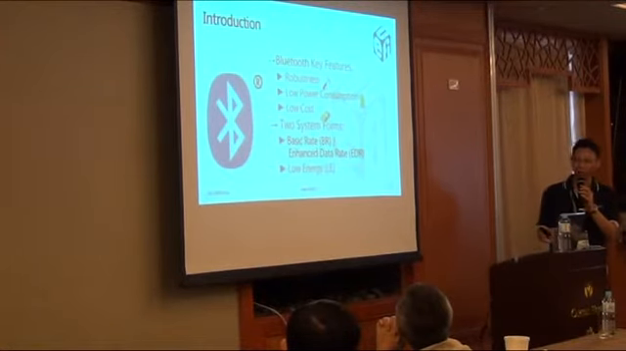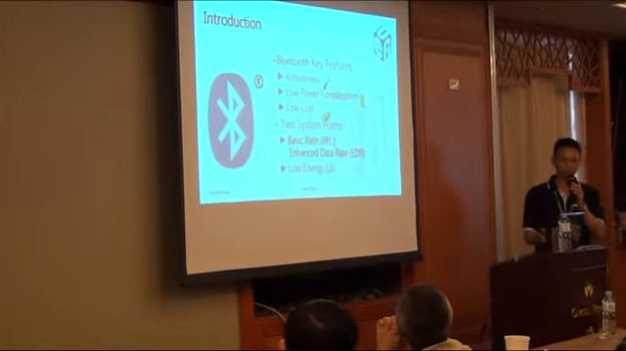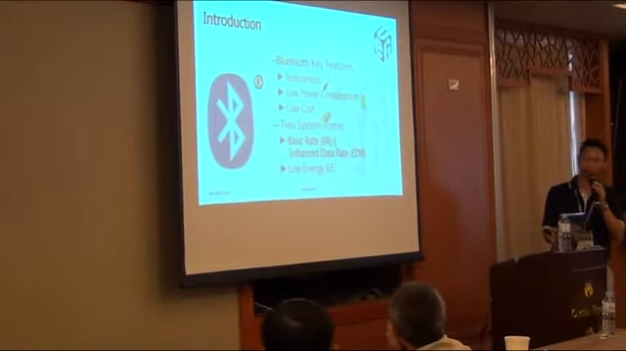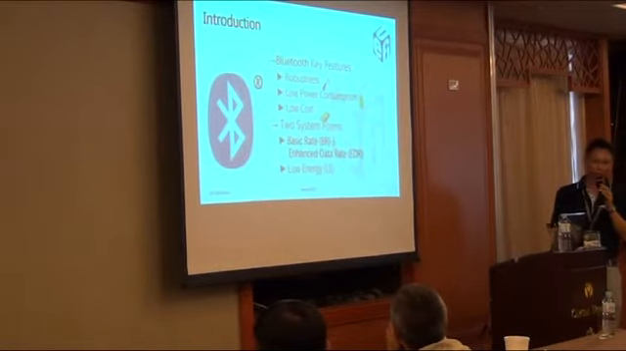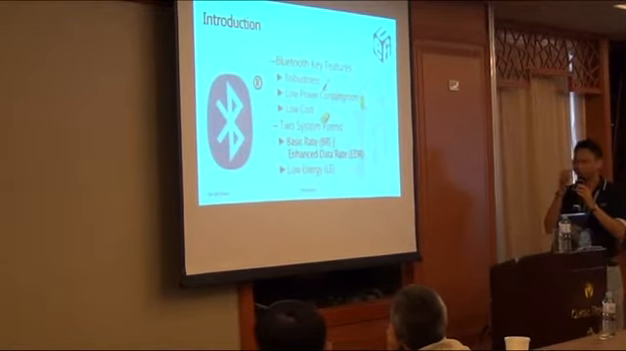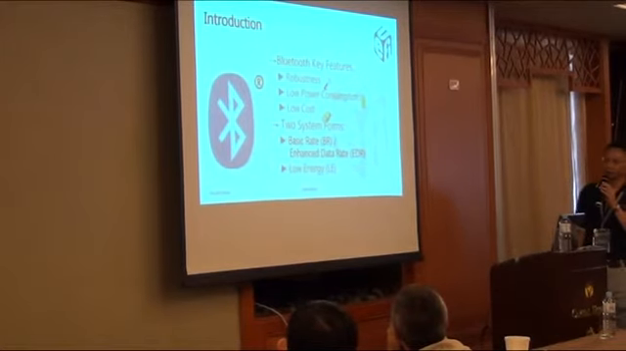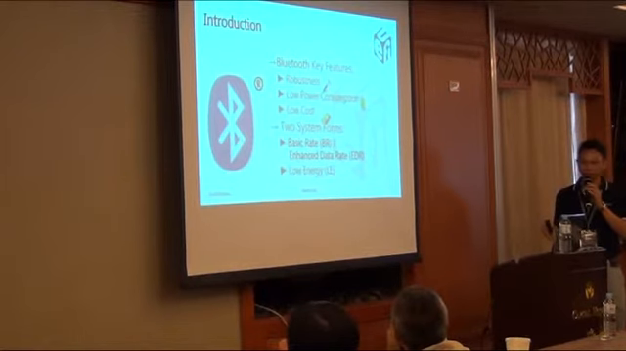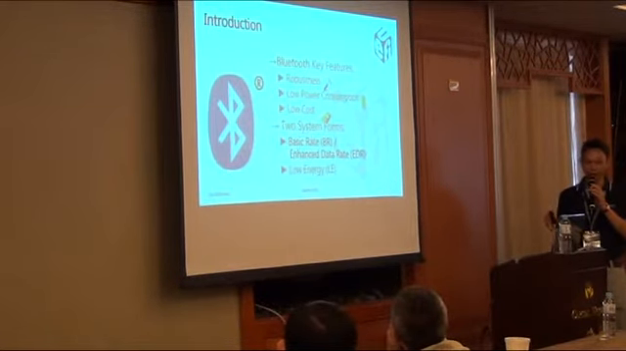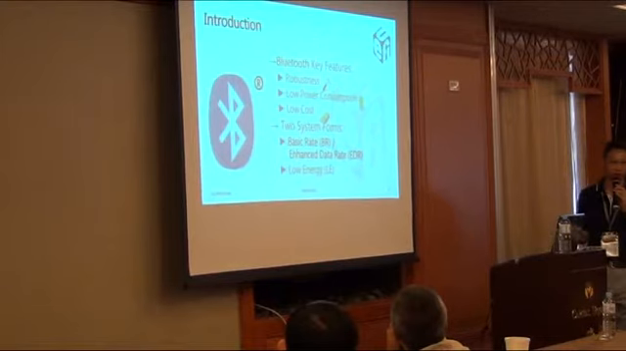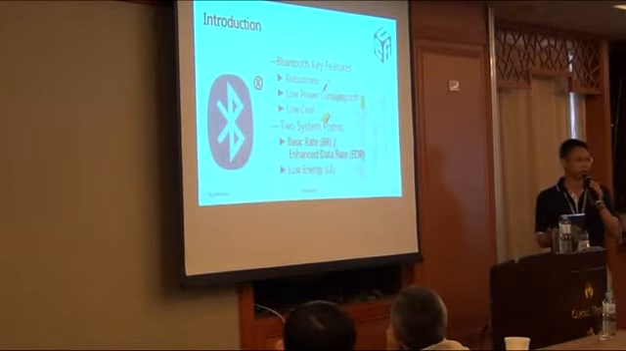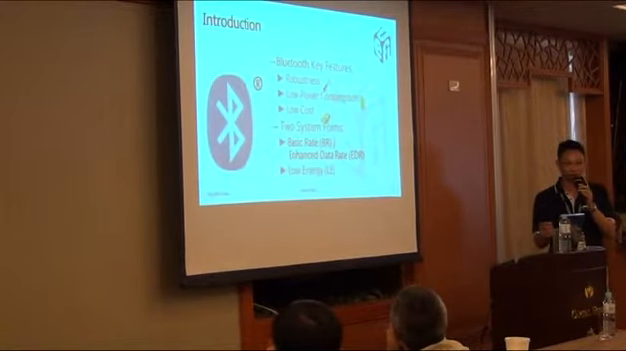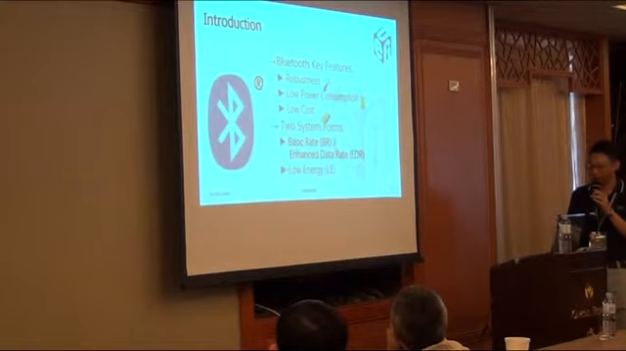So right now, most notebooks and handheld devices support a Bluetooth interface. The reason is that Bluetooth has some key features: robustness, low power consumption, and low cost. And actually, there are two main systems for Bluetooth. One is Basic Rate, combined with Enhanced Data Rate. Another one is Low Energy. Low Energy addresses low power consumption. So with Low Energy, you can use a coin cell battery and run a Bluetooth device for over 2 years. So that's another big advantage.